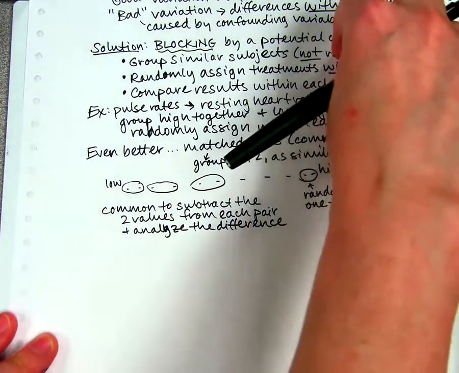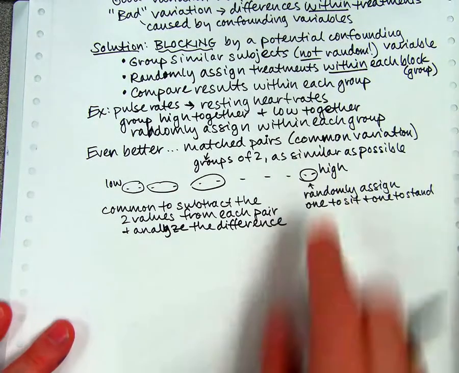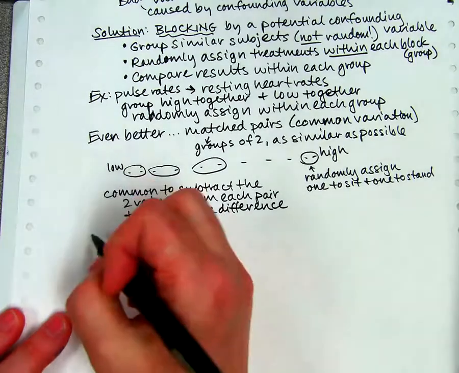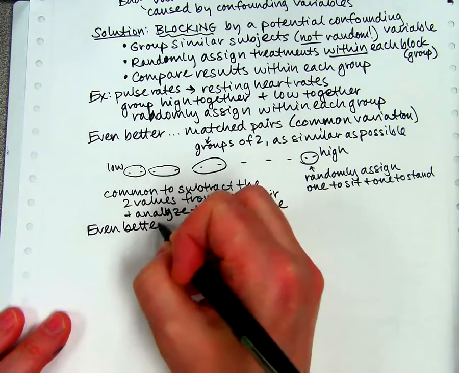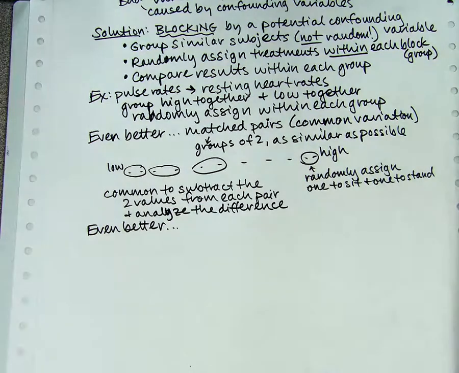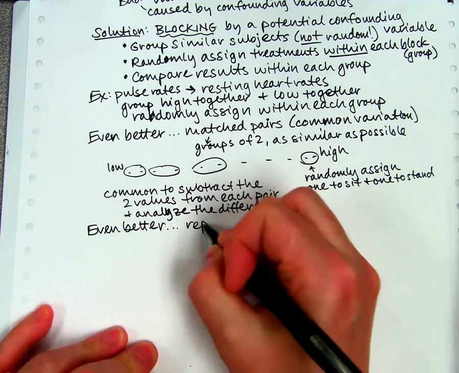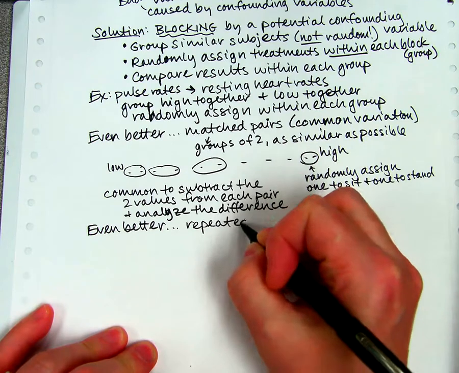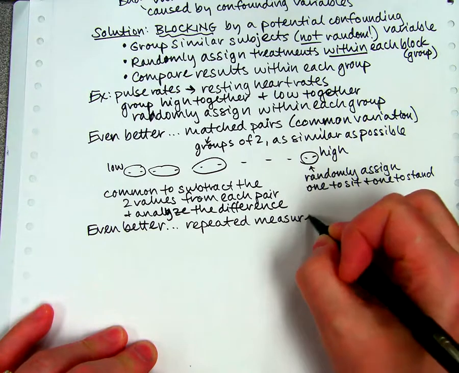So big blocks is better than no blocks at all. Small blocks like matched pairs is even better. Even better than that, so we're just looking at how to improve some more. Even better is if each pair is as much alike as possible. Who's most like you in every single way? And the answer is you. You are most like yourself. And so that is called repeated measures. It's a special type of matched pairs where every subject is going to do both treatments.